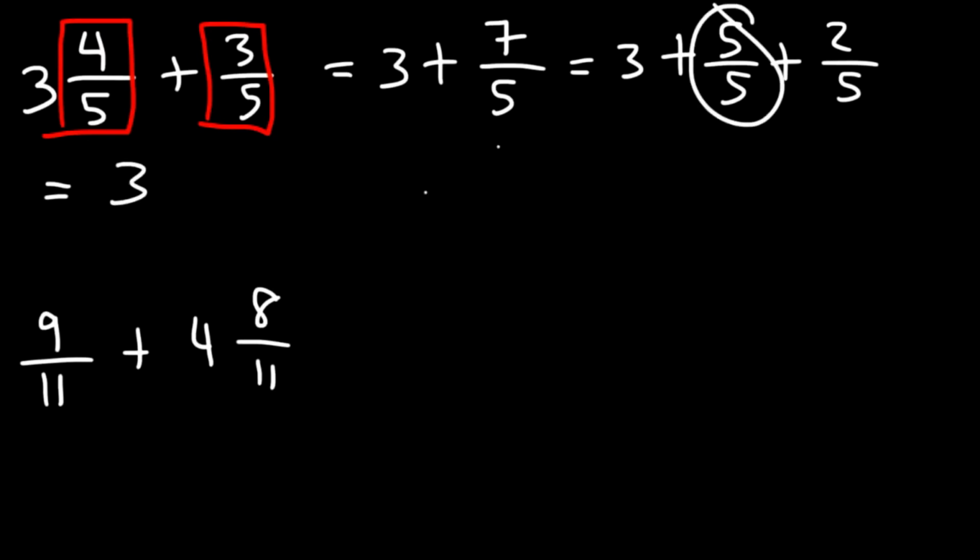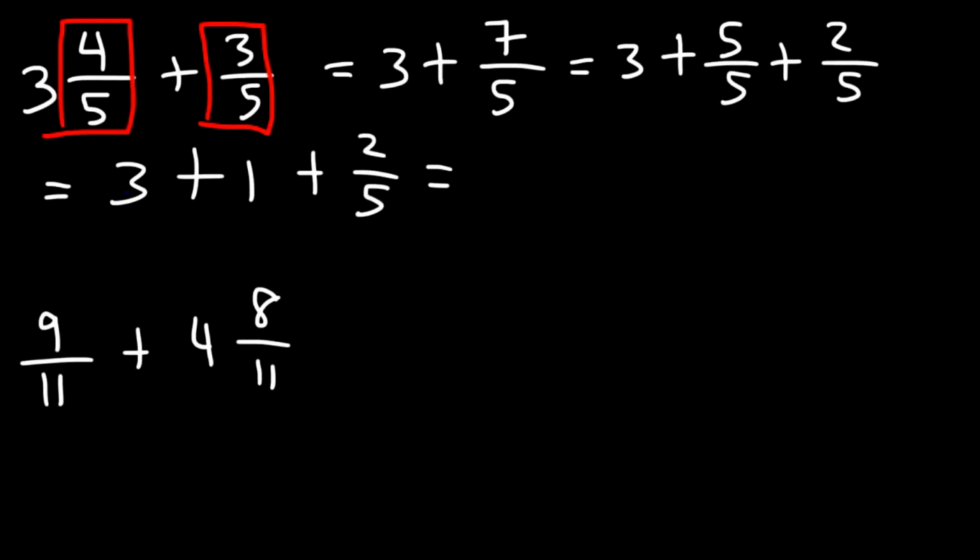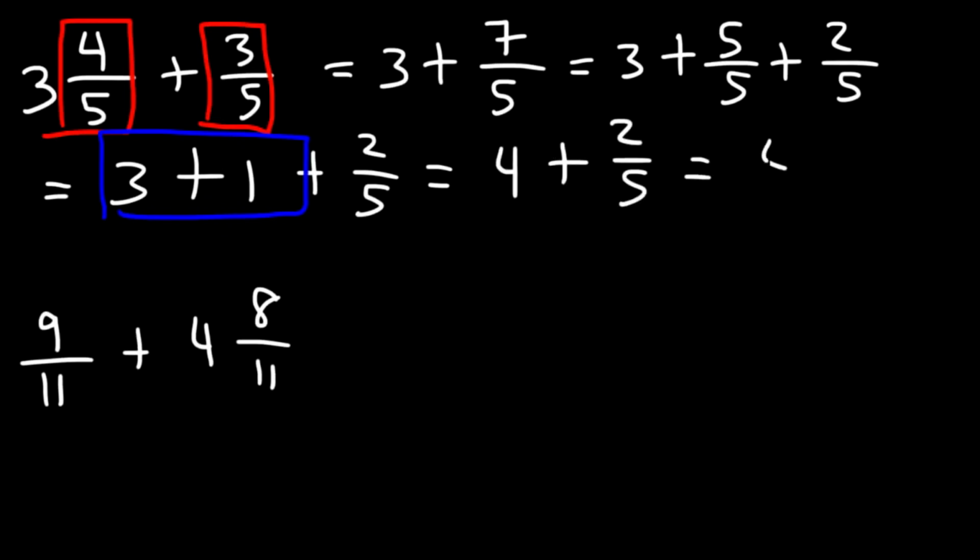Now 5 divided by 5 is 1. So we're going to have 3 plus 1 plus 2 over 5. And so let's go ahead and add 3 plus 1. So that's going to be 4. So we have 4 and 2 over 5, which will give us a final answer of 4 and 2/5. And so that's it for that problem.